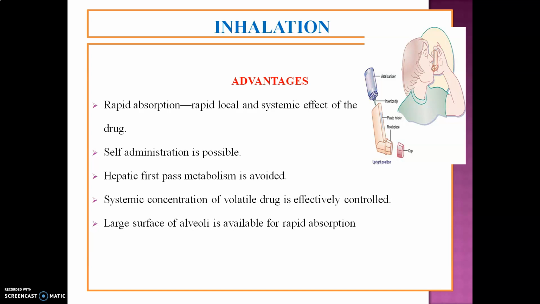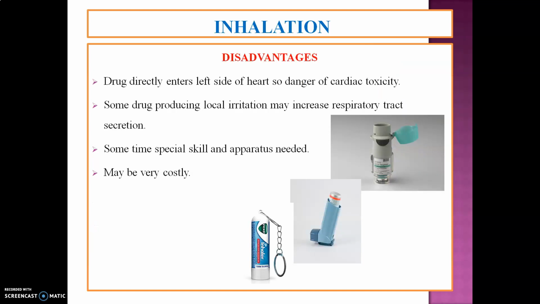Then self medication is possible, yes. Hepatic first pass metabolism is avoided because the drug is not going into your liver. Systemic concentration of volatile drugs is effectively controlled. These are the advantages, and there are some disadvantages, because this drug goes directly into the left side of your heart from your lung, and that's why sometimes it is dangerous and produces cardiac toxicity.